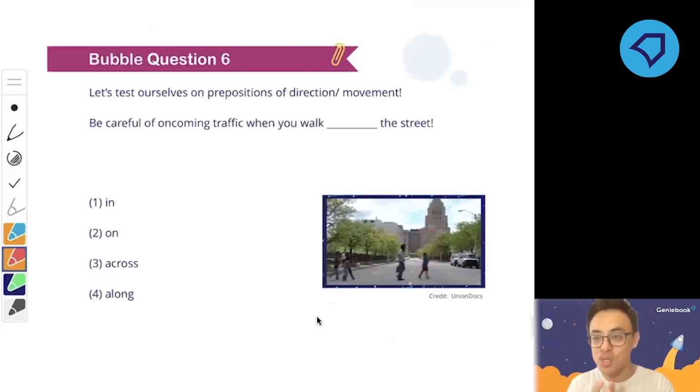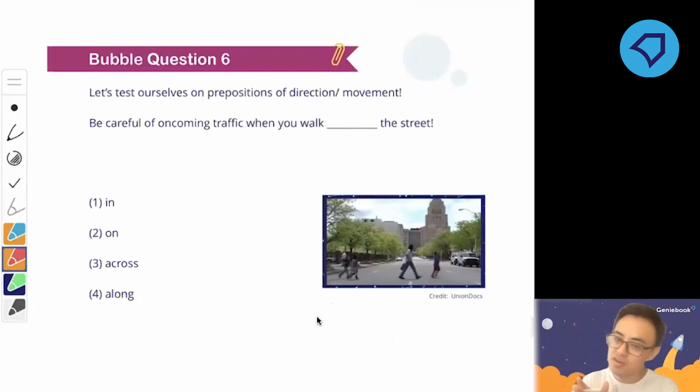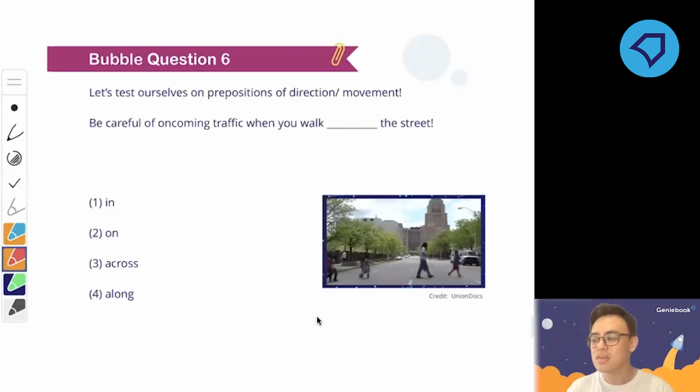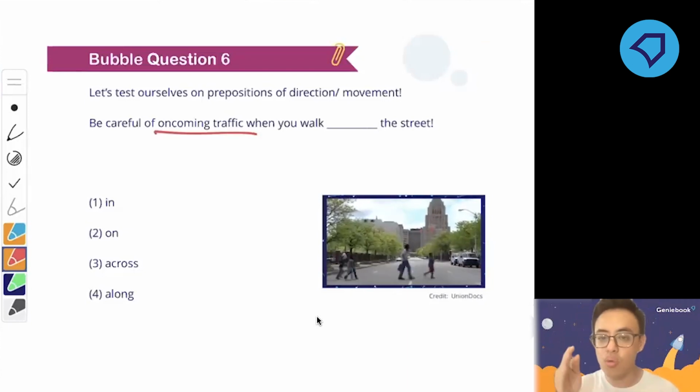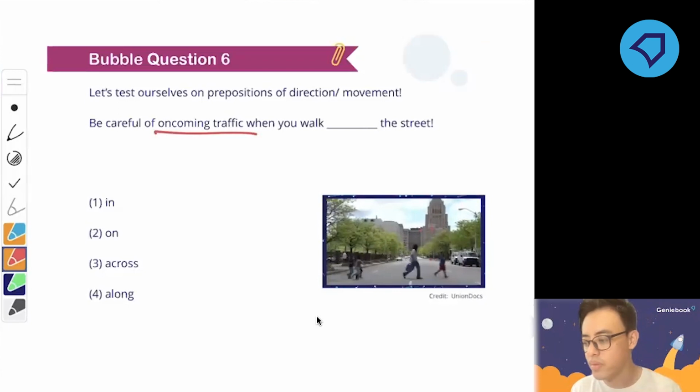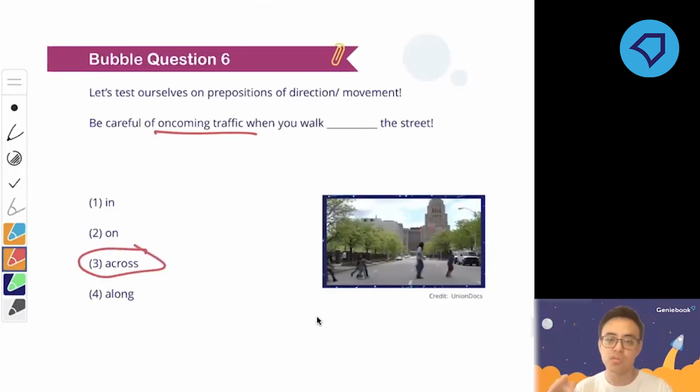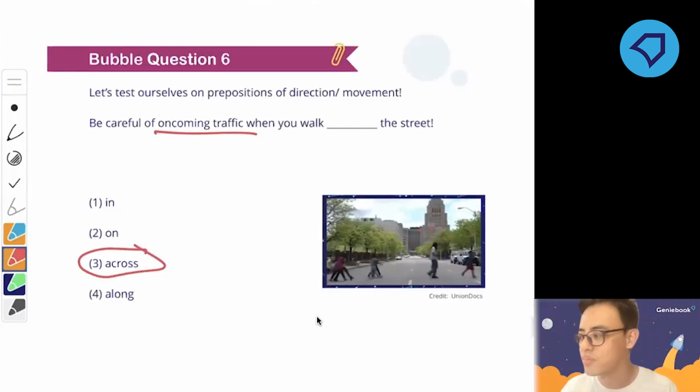And so we should spend a short time walking on the street. We either walk across the street or we walk along the street, which is kind of dangerous. Okay, so if you look at the picture here, it gives you quite a good clue, right? Oncoming traffic. The only time you will meet oncoming traffic is when you walk across the street. Don't walk on the street, don't walk along the street. Definitely don't walk in the street. Okay, you might be dead.